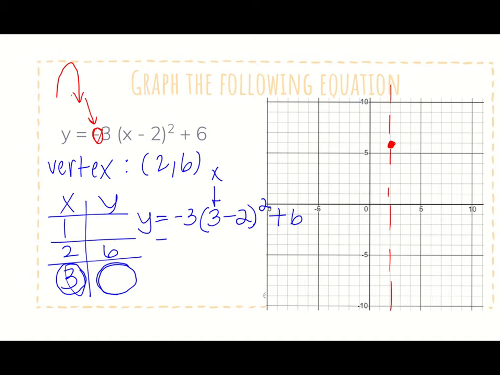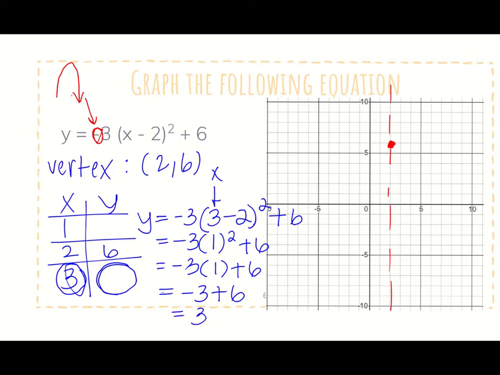So I'm going to do parentheses first, order of operations. 3 minus 2 is 1. I'm going to do exponent next. 1 squared is 1. Then I'm going to do multiplication next. -3 times 1 is -3. And -3 plus 6 is 3. So this point would be at (3, 3).